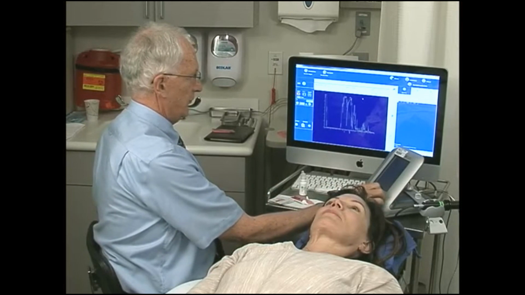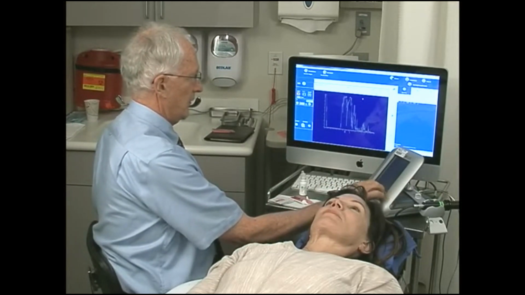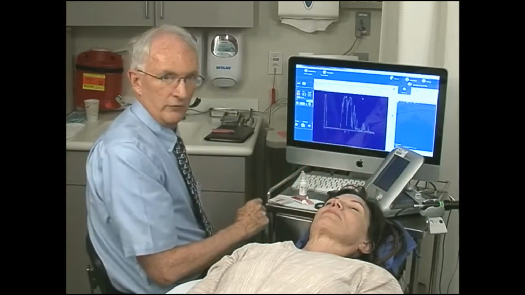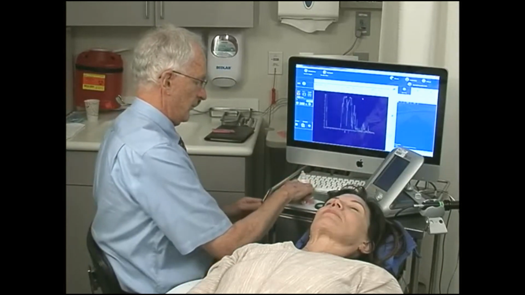So I can measure the muscle sheath here on the medial rectus muscle, placing the cursor there, and I get a measurement of the muscle thickness, 4.42 millimeters. So I can do that for the other muscles.